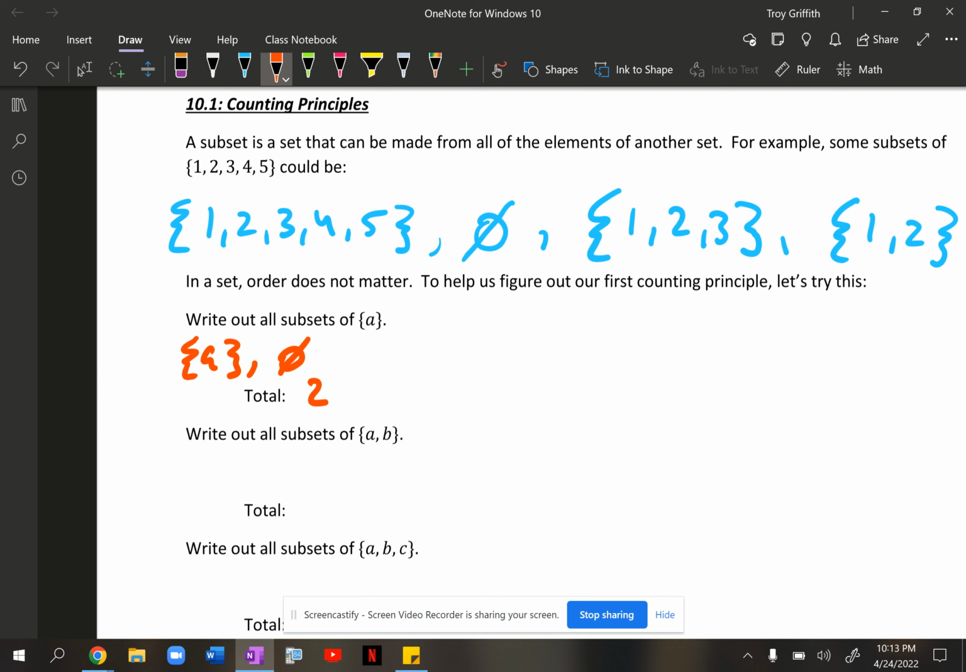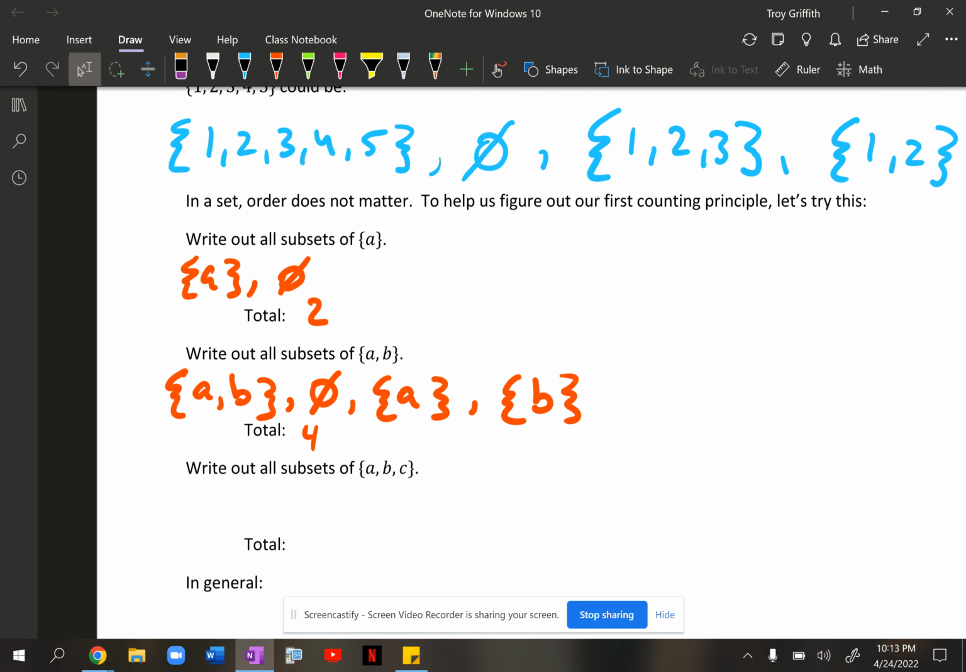Let's write out all the subsets of A, comma, B. Well, start out same way here. You could have A, comma, B, okay? So you can just write out the whole set. You could have an empty set with nothing in it. Then you could also make a set with just A, and then you could also make a set with just B. All right, and I think that's everything that we can get here. So in this case, there would be a total of 4 subsets. Okay, you got the whole one, you got an empty set, and you got one set each for each letter.